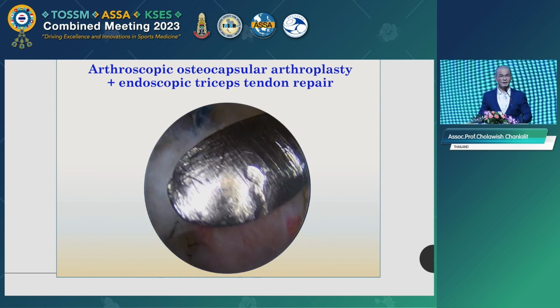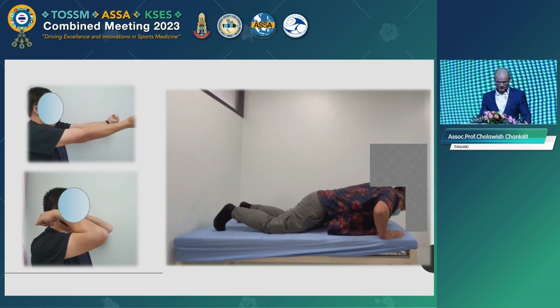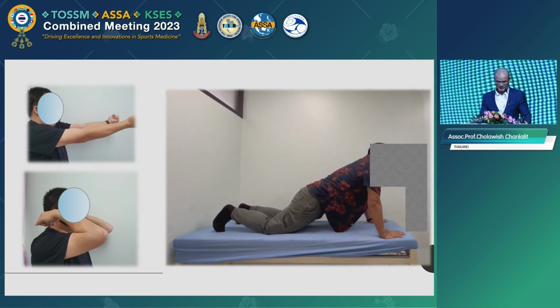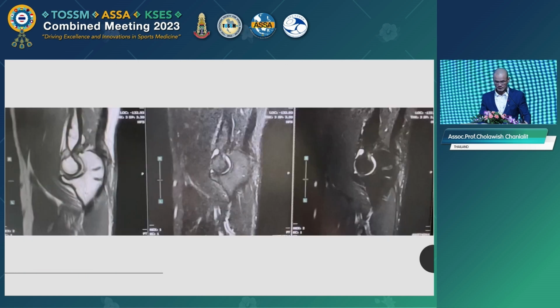Please believe me, I managed the video. It's not easy and simple like this because it's so shallow in there. And this is the result. He can push up, the strength of the elbow extension came back, and in the MRI, the triceps insertion shows that it has healed.